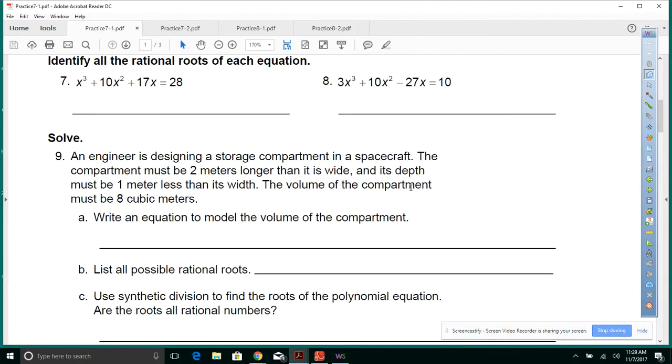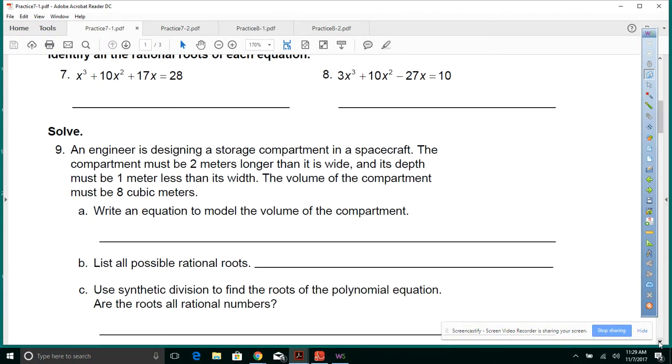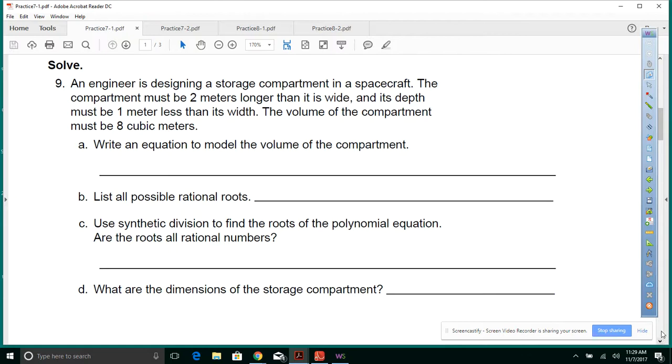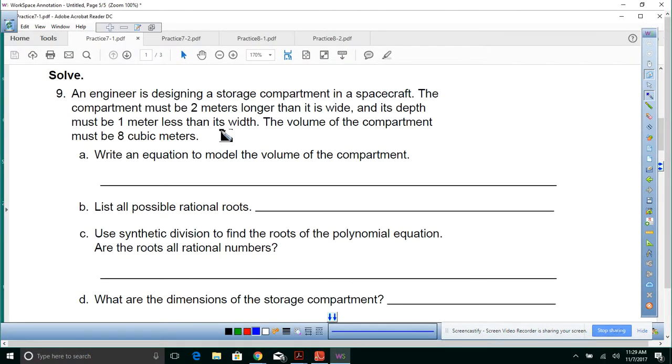Not too bad. Number 9. An engineer is designing a storage compartment in a spacecraft. The compartment must be 2 meters longer than it is wide, and its depth must be 1 meter less than its width. The volume of the compartment must be 8 cubic meters. So the volume of x is 8. Now to find that, remember volume is length times width times height.